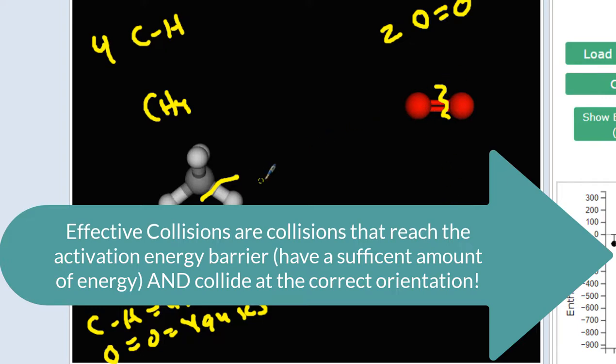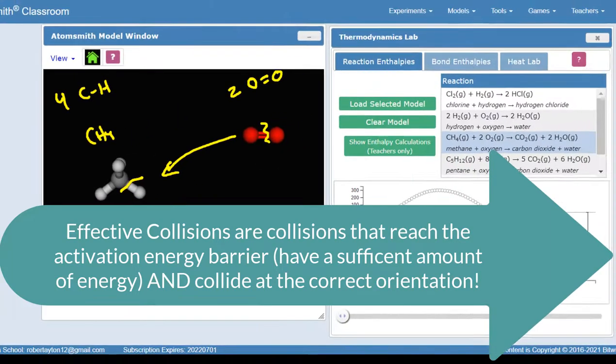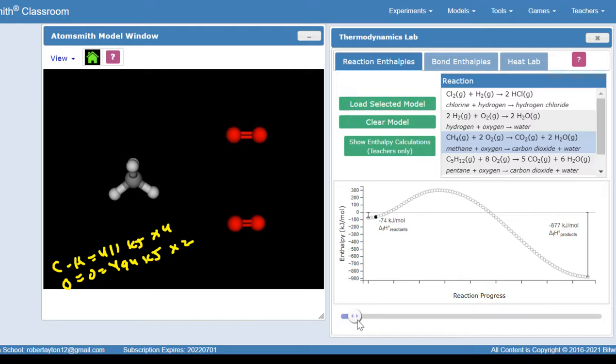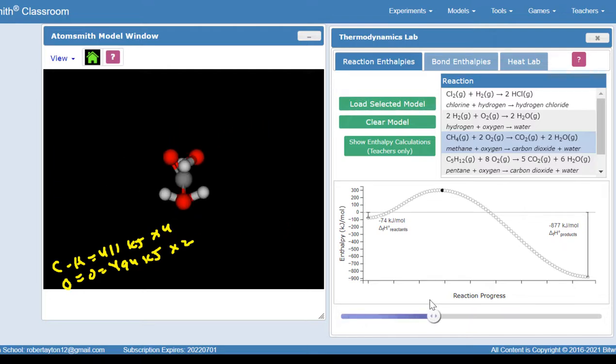And not only do they have to hit with the right amount of energy, but they have to hit the right orientation as well in order to break these bonds. And you can see that is the activation energy. And so I'm going to kind of erase that. And that is the activation energy that we put in to break the bonds.